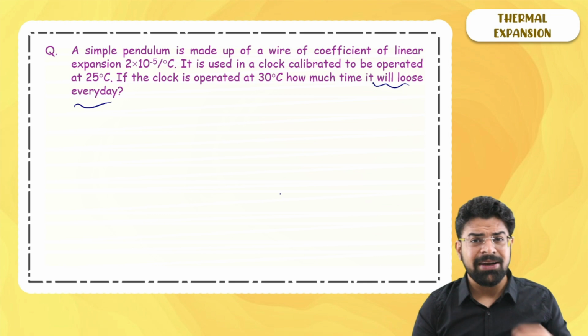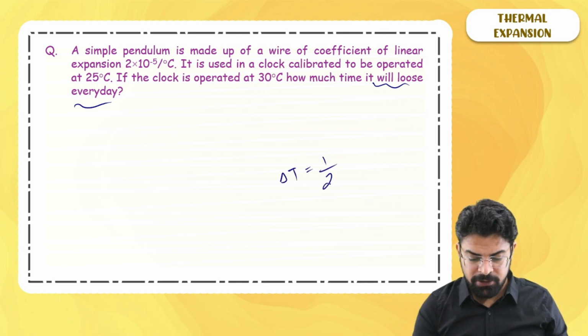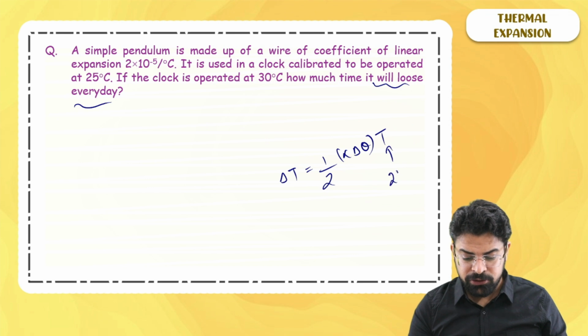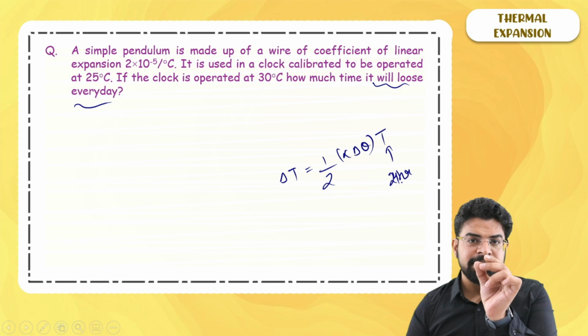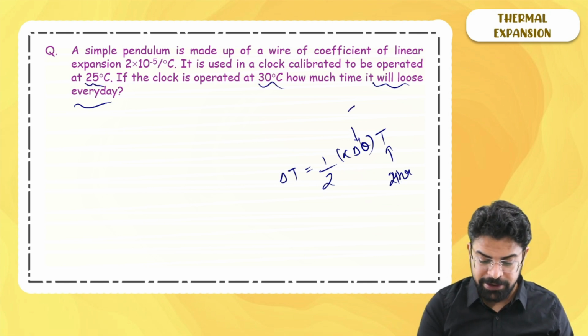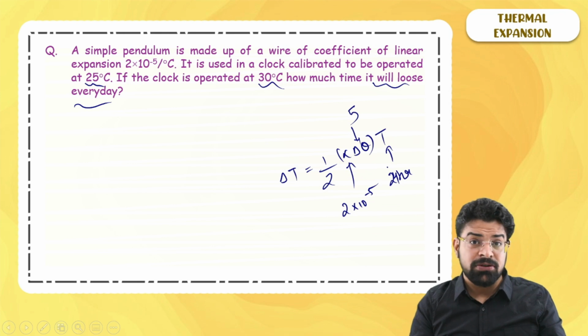How much? Sir, I know the formula. The change in time equals half into alpha into change in temperature into the time. Original time is given to you as 24 hours. You can write 24 hours as 24 into 3600 seconds. Delta theta is given as the increase from 25 to 30. Alpha is given in the question as 2 into 10 raised to the power of minus 5. Just plug in all the data and solve. So this is not a tough question.